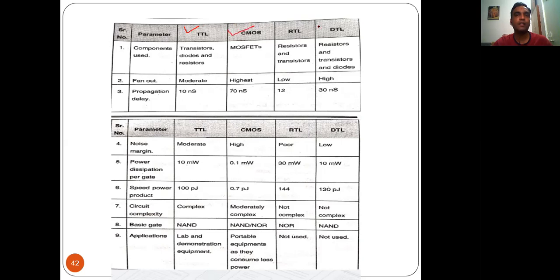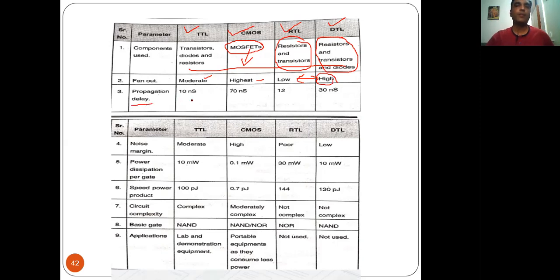So whatever we have discussed, TTL, CMOS today, RTL we have discussed in the previous lecture, DTL we have discussed today. So they are made up of which components? That already we know that they are transistors. TTL, they are made up of transistor, diodes, and resistor. CMOS, they are made up of MOSFET. Right now, I will not explain you, but I'll explain you what is MOSFET, what is FET. Okay, RTL, they are made up of resistors and transistor. DTL, they are made up of resistors, transistors, and diode. Okay, fan out of TTL is moderate. CMOS is having highest fan out. RTL and DTL, they don't have good fan out, but comparatively, DTL is having good fan out compared to the RTL.